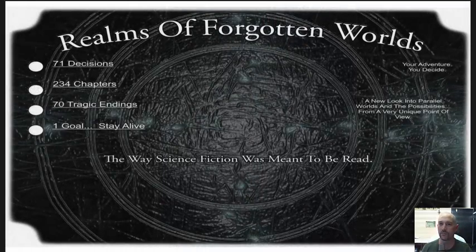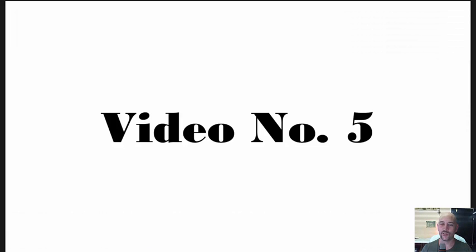Okay, a little bit about the book, because I like to move the book a little bit, and also because it's a role model for this kind of video. Multi-option sci-fi here. In Realms of Forgotten Worlds, we have 71 decisions, 234 chapters, 70 tragic endings, and 1 goal. This video is brought to you by Realms of Forgotten Worlds, with the slogan, your adventure, you decide. So this is our video number 5.